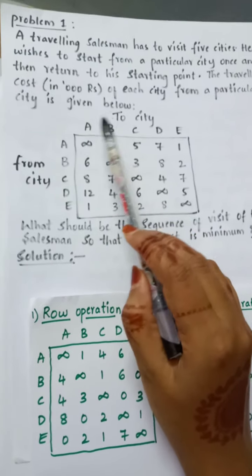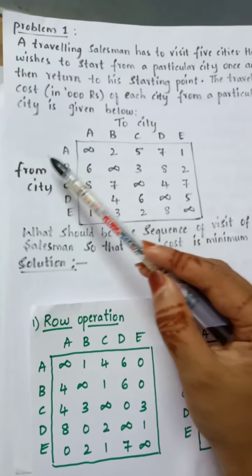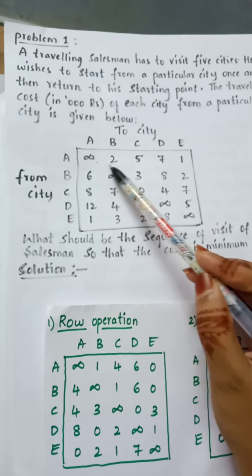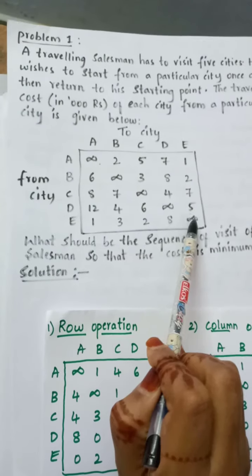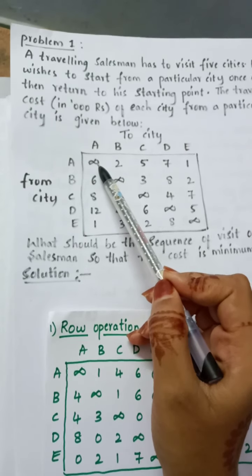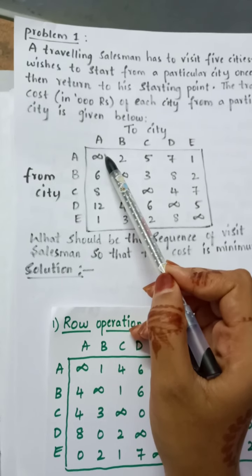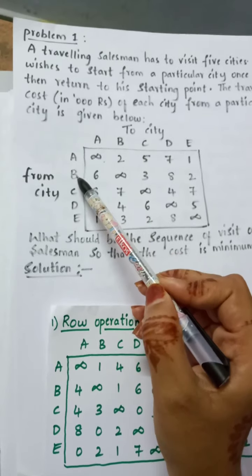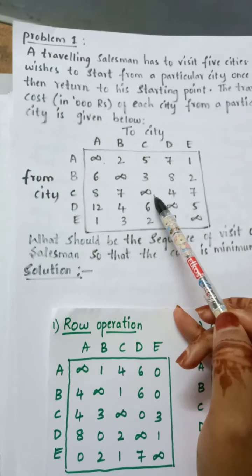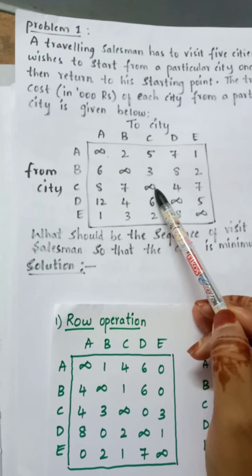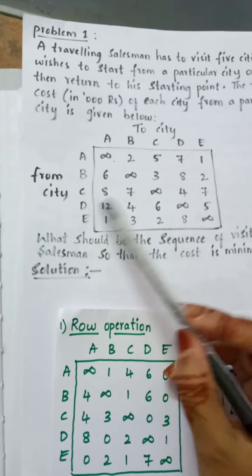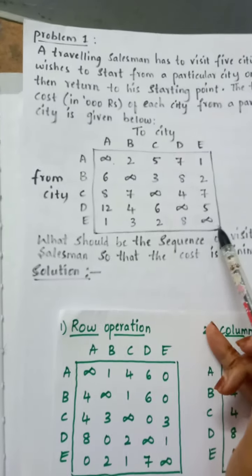So students, there are 5 cities: A, B, C, D and E. This is from city and to city. Have a look at this diagonal cell, students. The infinity value is given, which is because to travel from city A to city A, the traveling cost is 0, so they have given the value infinity. Next, to travel from B to B, again the value is infinity. Next, from city C to C, since there is no logic, the value is 0, they have given only infinity. Next, from city D to city D, the value is infinity, and E to E, the value is infinity.